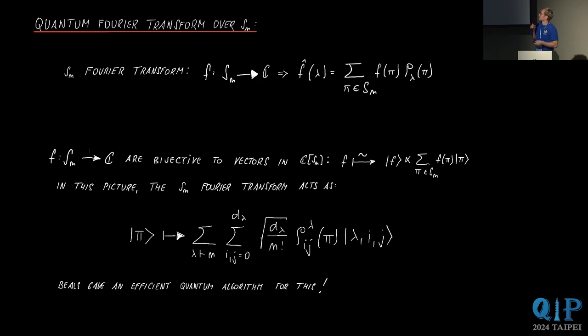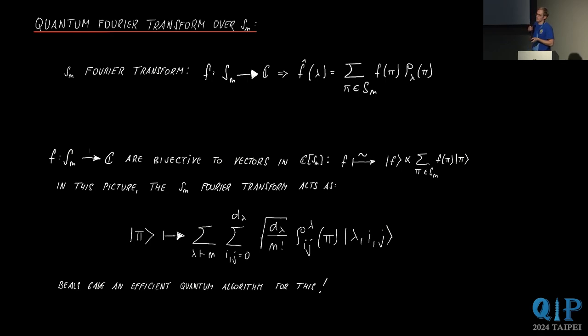So in general, when you want to define a Fourier transform, you take a function over the symmetric group, and the Fourier transform over the symmetric group then tells you that you can store the same information about a function in a set of matrices, and those matrices are described by that f hat of lambda. It's literally just averaging your function over a specific irrep.